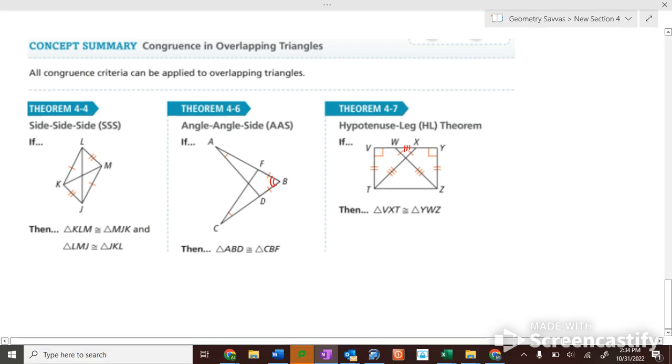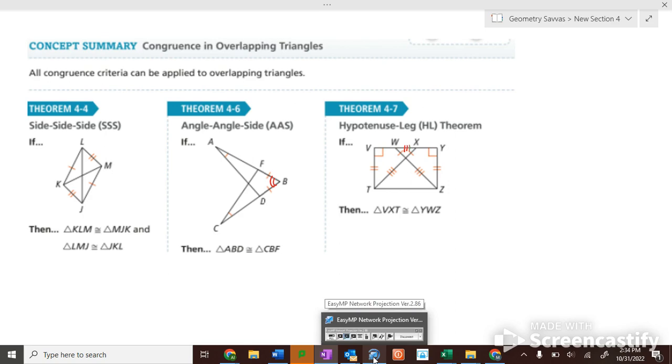And you just got to tell me what's the overlapping part. So that's it for that. We will only have one quiz over this stuff, and it won't be over the overlapping parts stuff, but it'll be over what we did in the first one, the HL theorem. That will be on Wednesday, and then we'll take the practice test Wednesday.